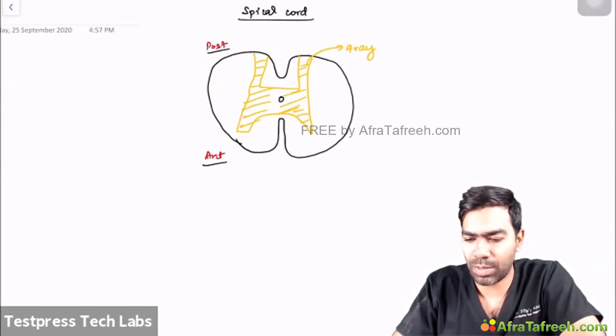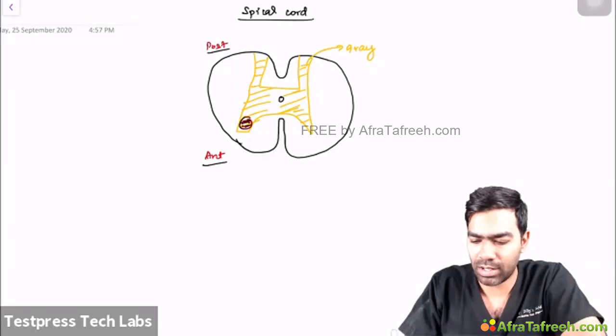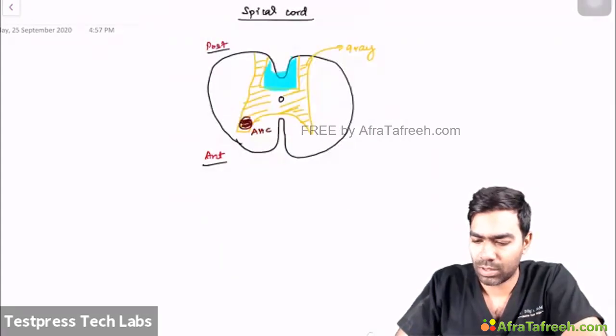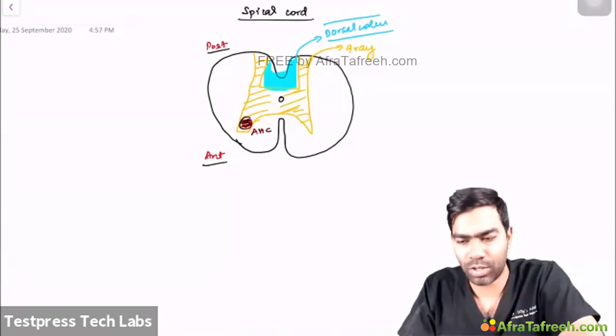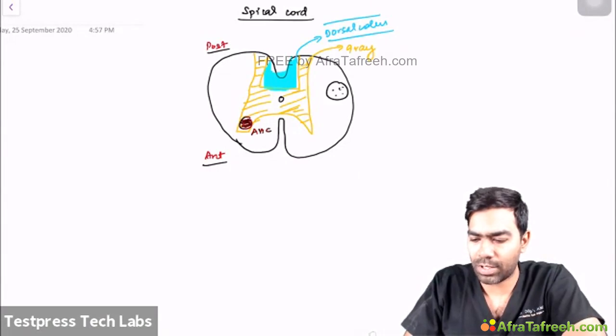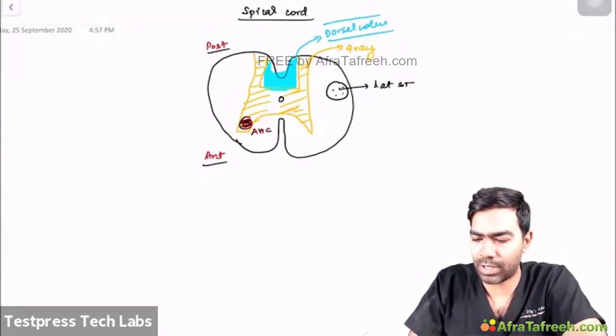One of the important structures located on the anterior side is the anterior horn cell. Apart from that, this area, we know what it is. This is going to be the posterior column, the dorsal column. At the same time, we have two more tracks on the lateral side. Let me draw in this side for a change. So you're going to have the lateral spinothalamic tract, and you have the lateral corticospinal tract.